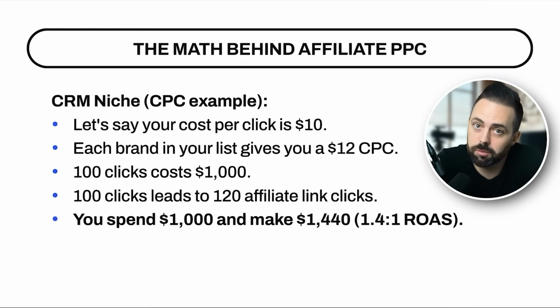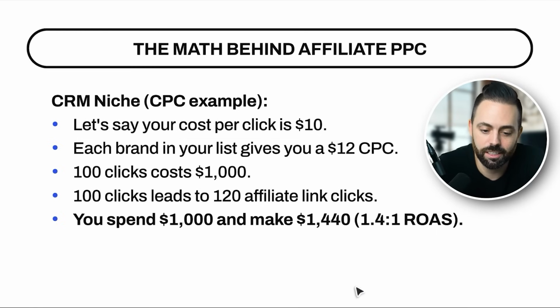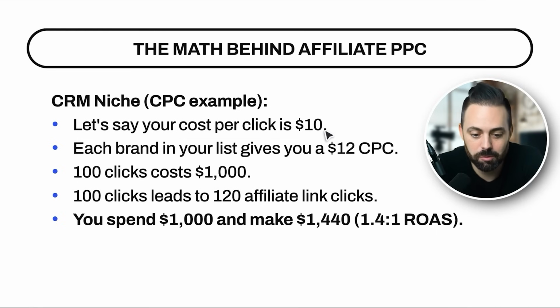Cost per click sometimes. So sometimes brands will pay you on a cost per click basis. So they'll pay you, this is very rare. This is only for like some of the large, big companies like Salesforce and Monday.com, but they'll pay you for clicks. So you're paying for clicks to the ads, and then you're getting paid for clicks on their affiliate links. So it's weird math, but let's say each click costs you $10, but each brand in your list gives you a $12 cost per click.